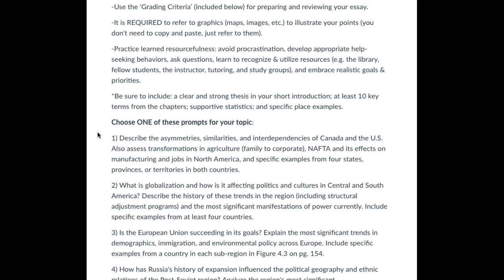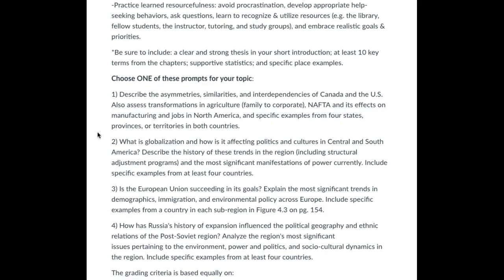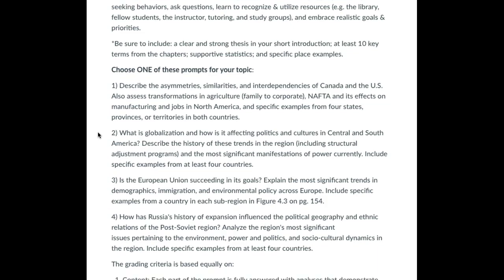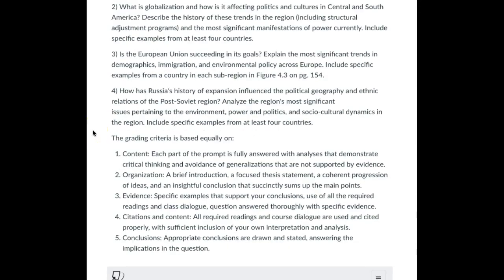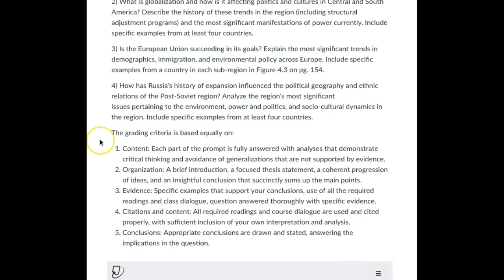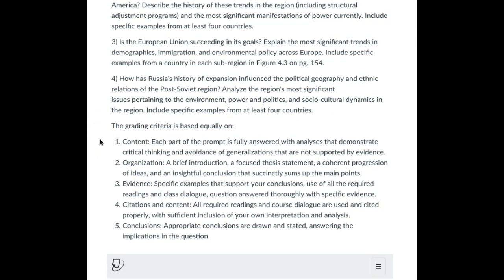students. Then we have our questions, which we're pretty familiar with by now, and you should have picked just one to move on with for the essay after your good outlines last week. As well, here we have the grading criteria, what it's based equally upon. So content, the prompt is fully answered.